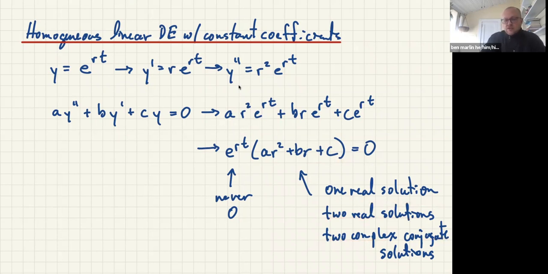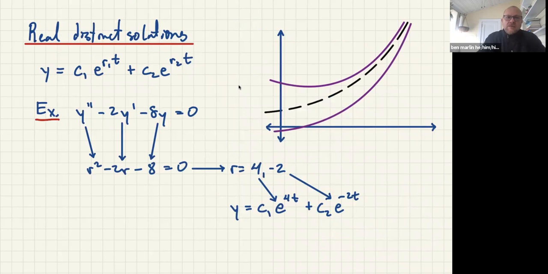two complex conjugate solutions. So if you have two real distinct solutions, then your general solution is going to be C1 e to the R1t plus C2 e to the R2t, okay? Let's look at this one here. You immediately write down an r squared minus 2r minus 8, and set it equal to 0 and solve. The solutions you'll end up with are positive 4 and negative 2.